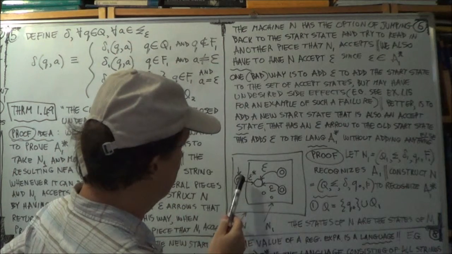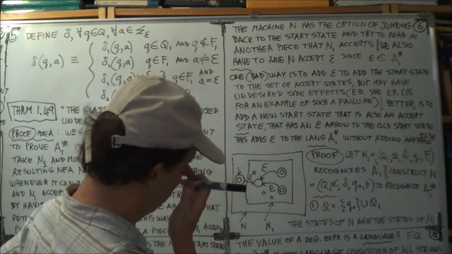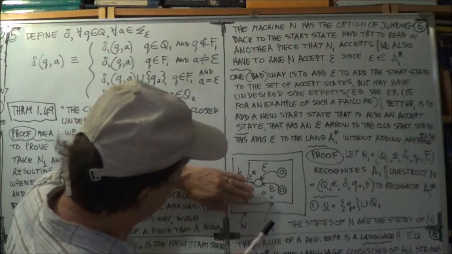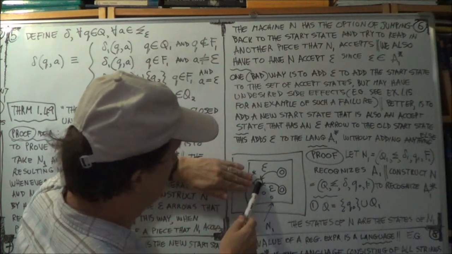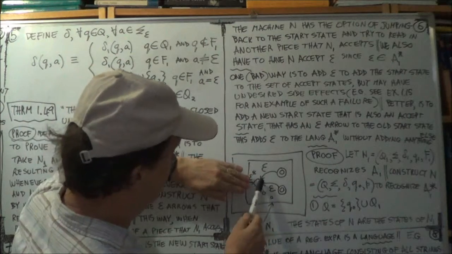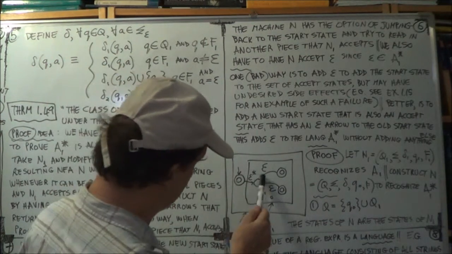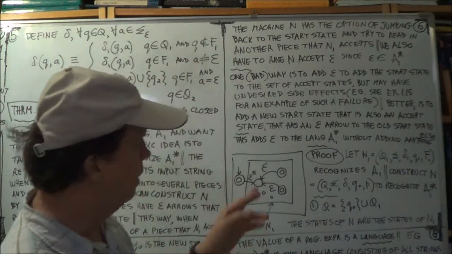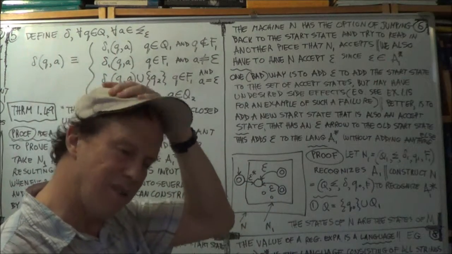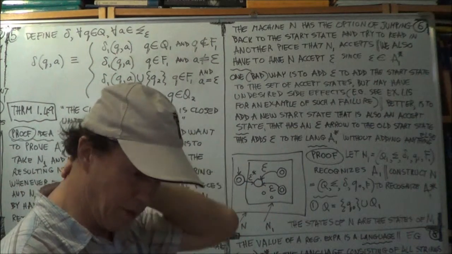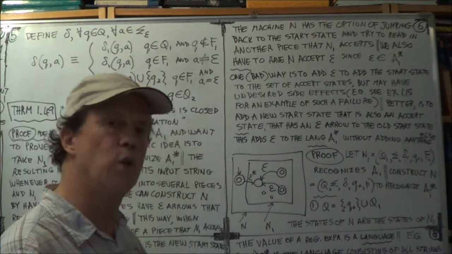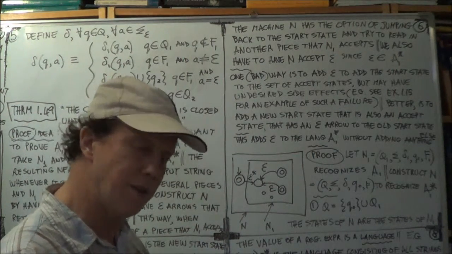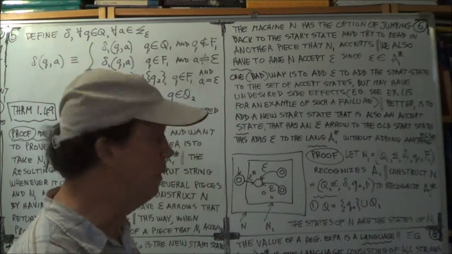So what you do is, well, one idea, and it's a bad idea, but one idea would just be to have this input state of N1 be an accept state. In other words, put a double circle on it. That might seem plausible, but if you do that, there are unwanted side effects. Things happen that you don't want to happen.